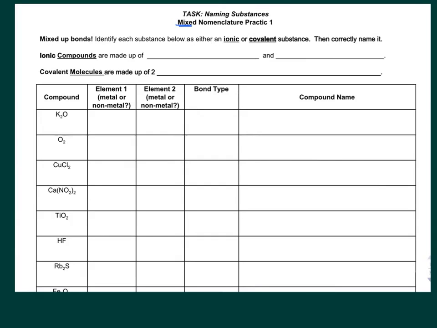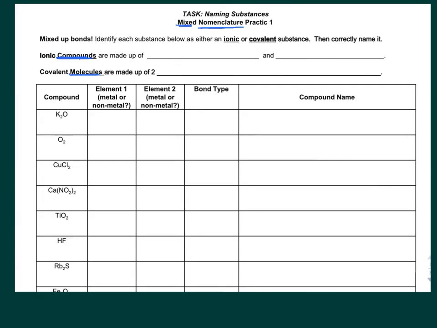Nomenclature, again, like I said, is just a fancy word for the scientific name that we give to all of these substances based on the elements that make them up. So there are two examples of this practice test card in the folder, and the first thing I ask you to do is just to differentiate between ionic compounds and covalent molecules. Now remember, compounds are ionically bonded, molecules are covalently bonded, and it is important that you remember and use the correct terminology depending upon which substance you're talking about.